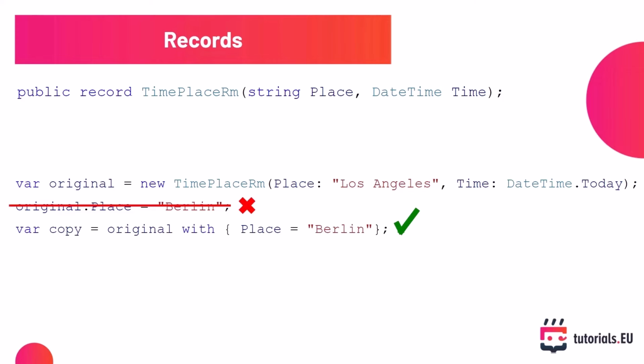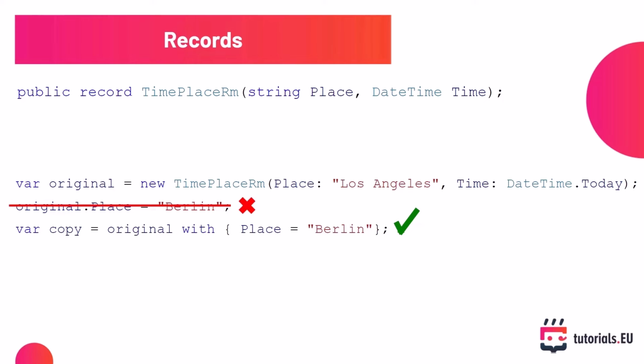What we can do, and this brings in a new keyword only for records, is we can copy the original record and then say original with, and then change the place. So this will create a copy of the instance, but with other values.